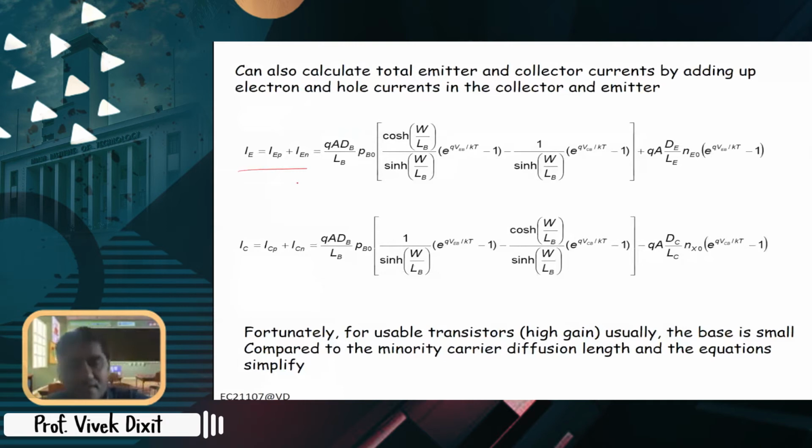IE is IEN plus IEP. This you please write down somewhere, so when I ask a question, you can refer to this equation. Here IEN is due to injected electrons. IEP is the sum of two terms, due to base emitter bias and due to base collector bias. Similarly, ICP has terms due to base emitter bias and base collector bias, and ICN is basically a single term here.